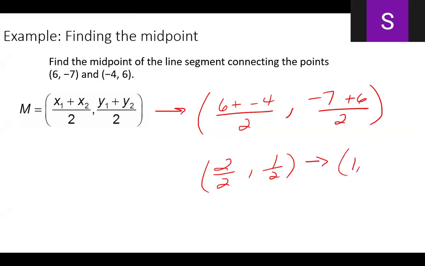So our midpoint is at, what's 2 divided by 2? 1. Because anything divided by itself is 1. So our midway point would be 1, comma, 1/2. Can it be -1/2? It's negative. Yep. -7 plus 6 is -1. Yep.